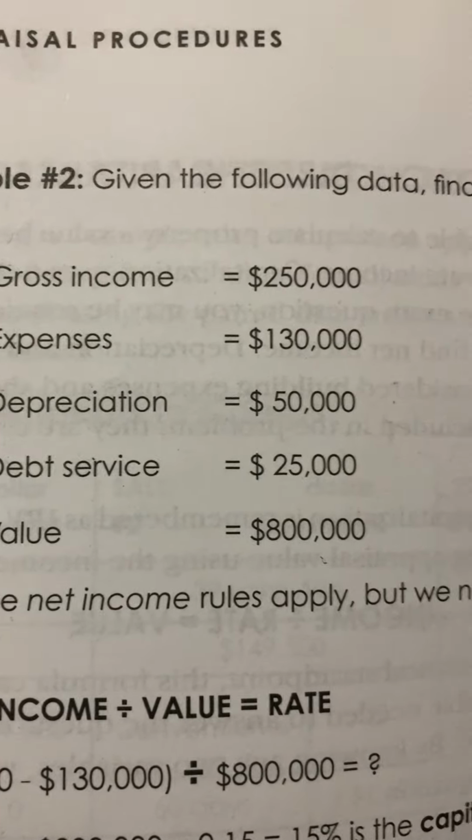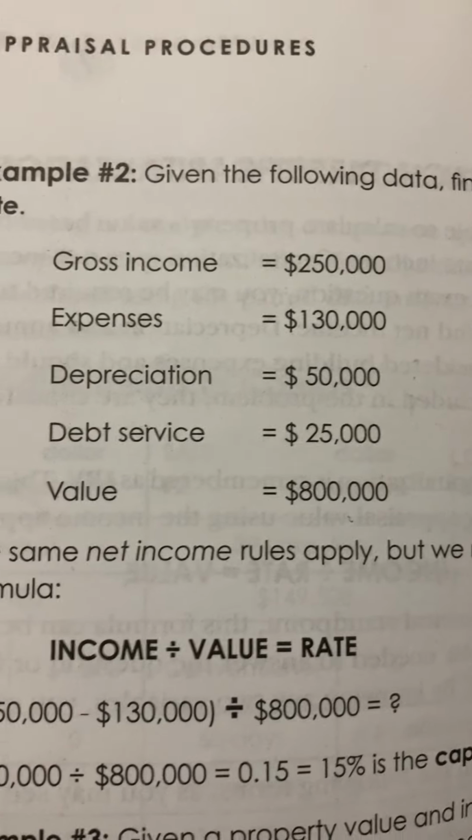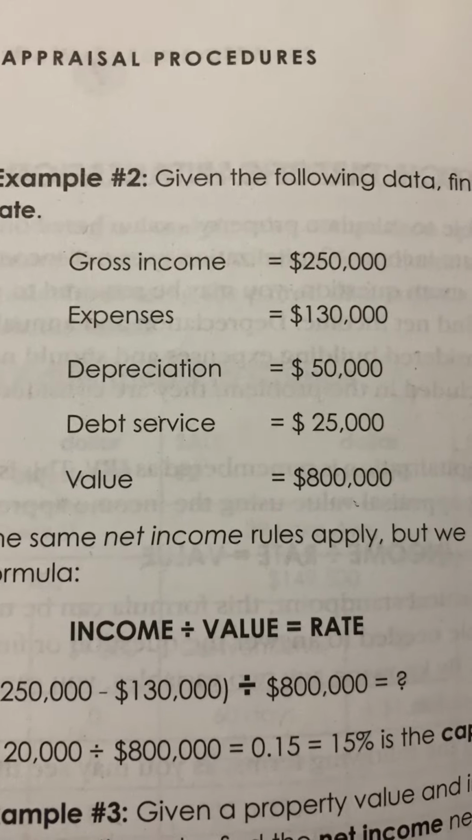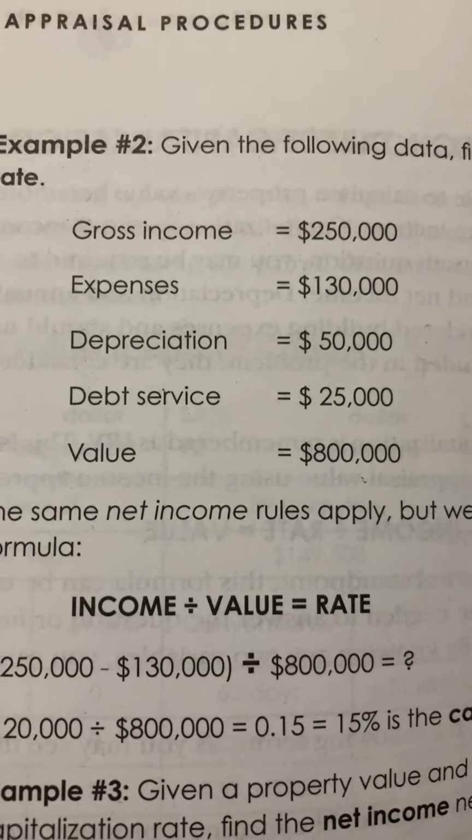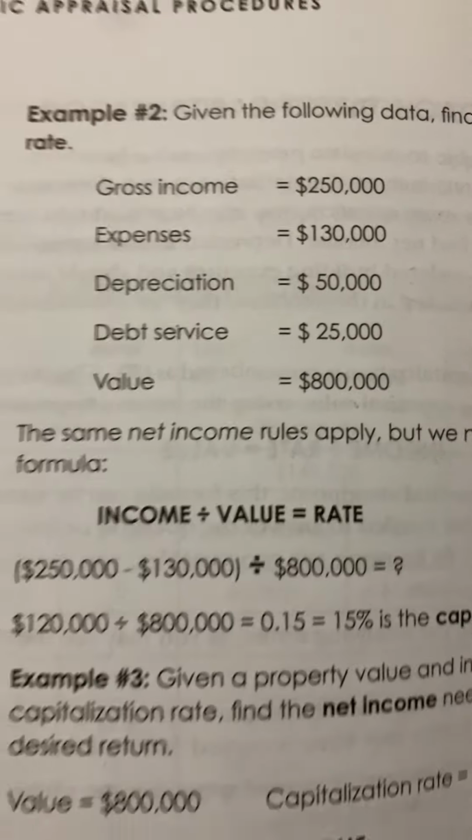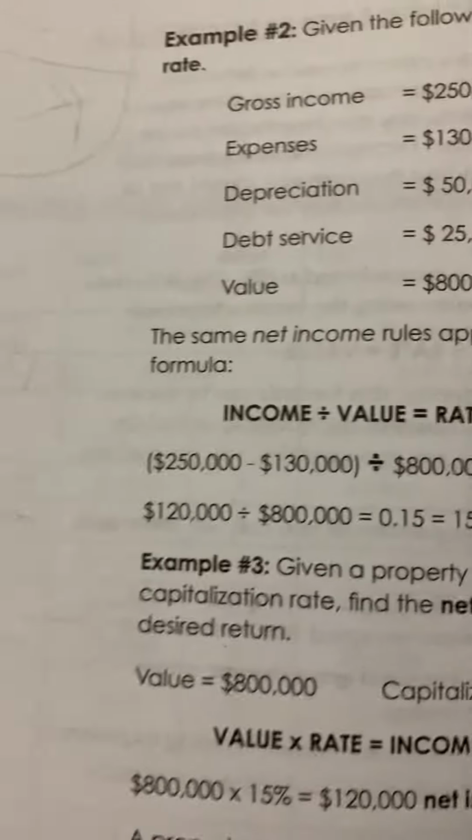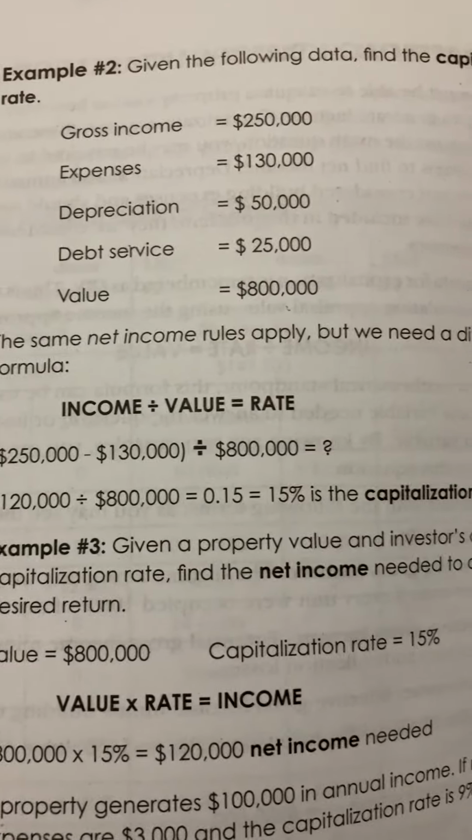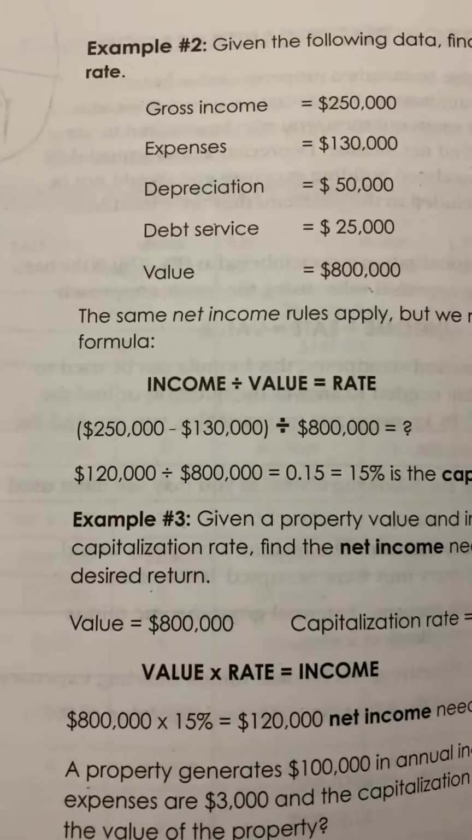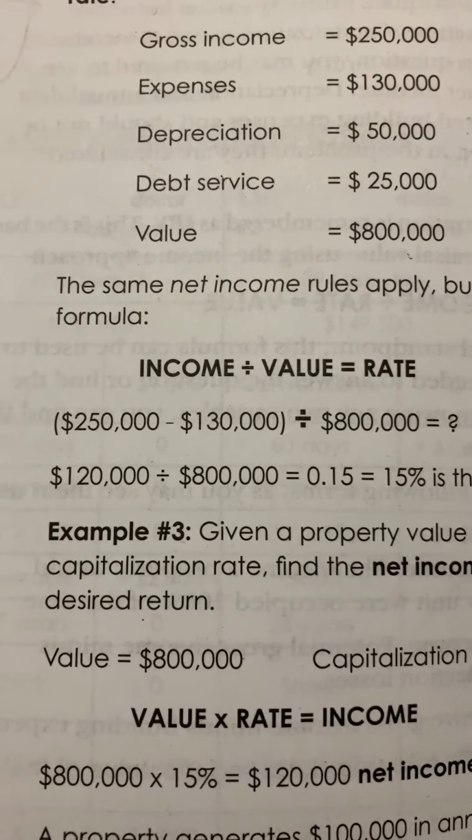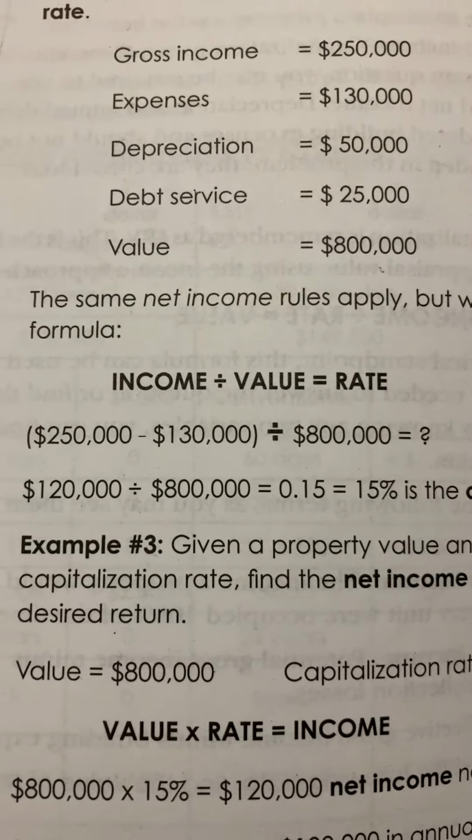Expenses equal $130,000. Depreciation equals $50,000. Debt service equals $25,000. Value equals $800,000. The same net income rules apply, but we need a different formula. Income divided by value equals rate.